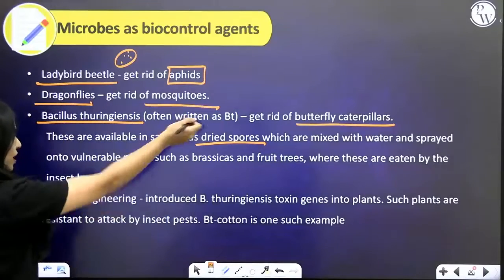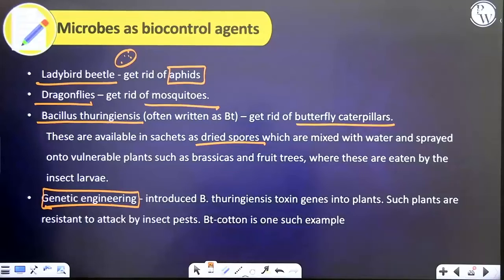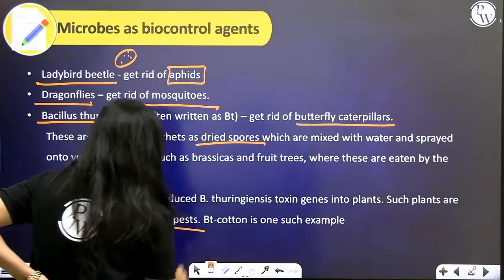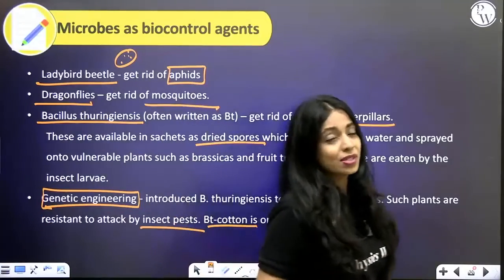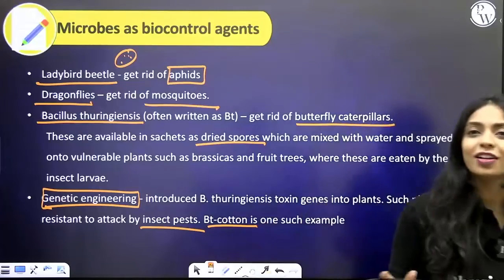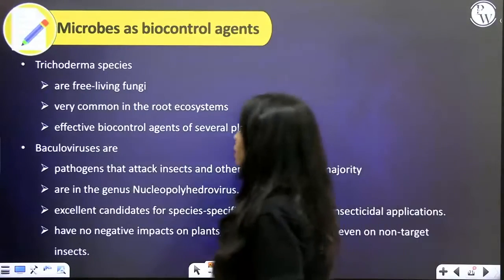Okay, so they've made use of Bacillus thuringiensis in genetic engineering also in order to produce plants that are naturally resistant to certain insect pests. One example for that is Bt cotton. More about how exactly it's produced, what are the genes involved, all of that you learn in your biotechnology chapter. Okay, so what are some other species?